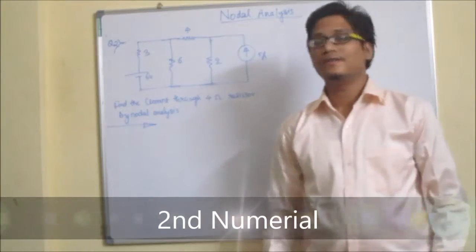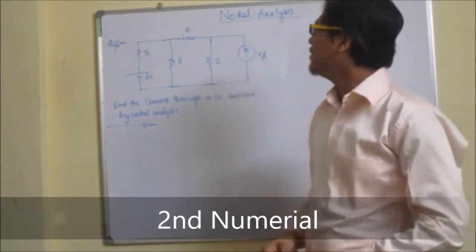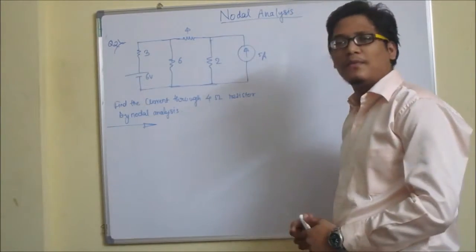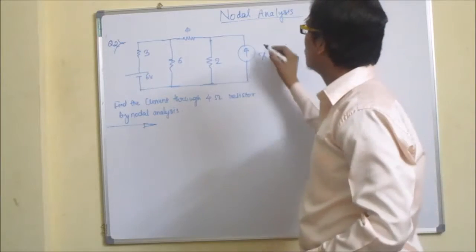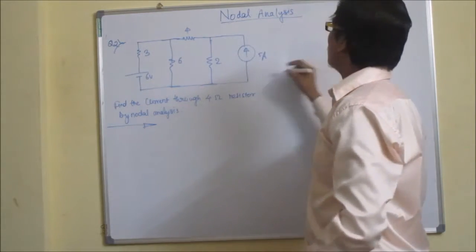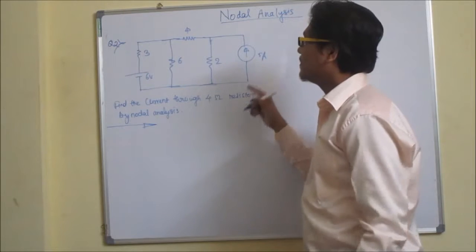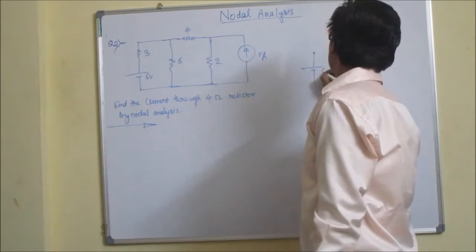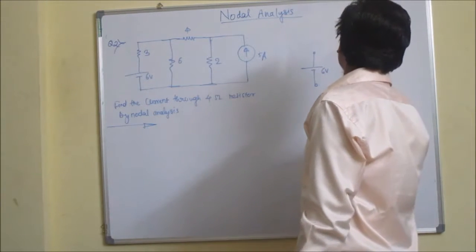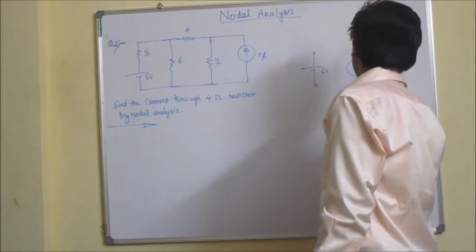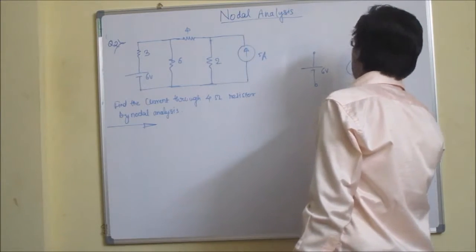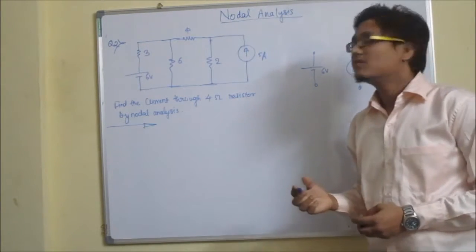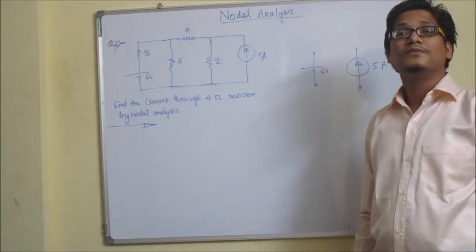Now we will consider this sum. Here in this circuit there is a new symbol for us. This is called a current source. As this is the symbol for a voltage source, 6 volts, this is the symbol for an independent current source. It provides independently the current of the given amperes. Here it provides a current of 5 amperes.